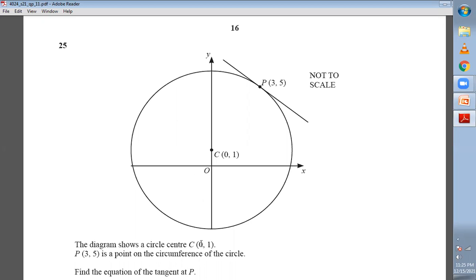The diagram shows a circle with center at (0, 1). The point P (3, 5) is a point on the circumference of the circle. Find the equation of the tangent.